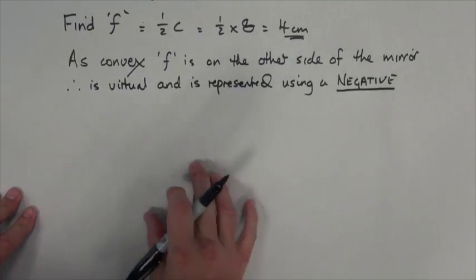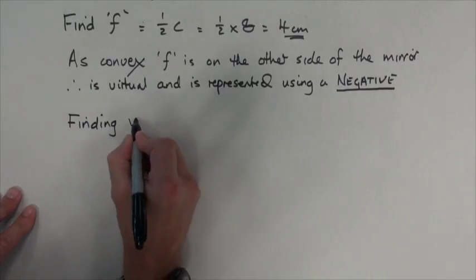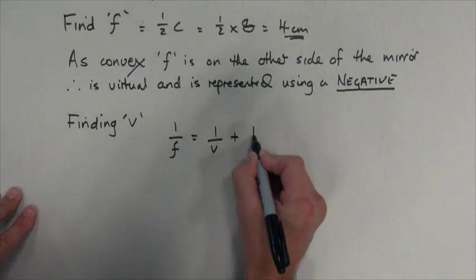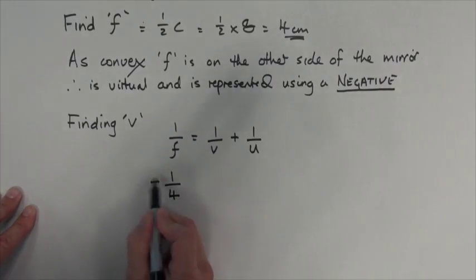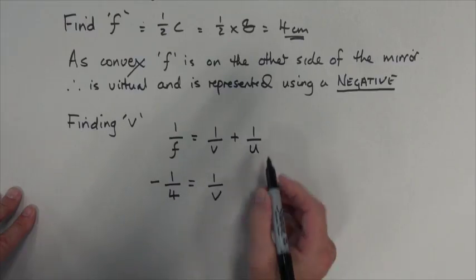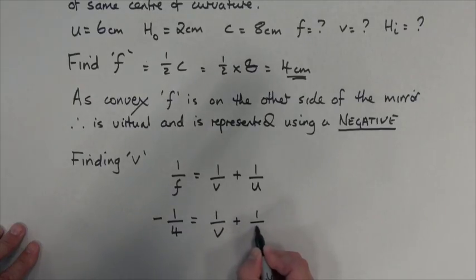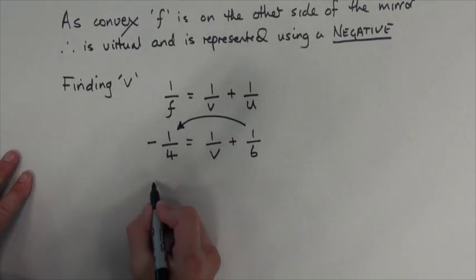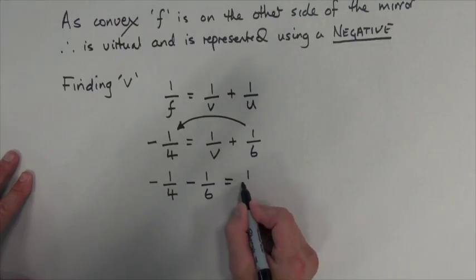From here we're going to calculate v. Remember, v is the distance of the image from the mirror. When we're finding v on a convex mirror, it's going to be virtual. So we use the formula 1 over f equals 1 over v plus 1 over u. We know that f is 4, but it has to be negative because it's virtual. We're finding v, and we know that u from our question is 6 centimeters, so it's 1 over 6. I take the 1 over 6 to the other side, so I get negative a quarter minus a sixth, which gives me 1 over v.